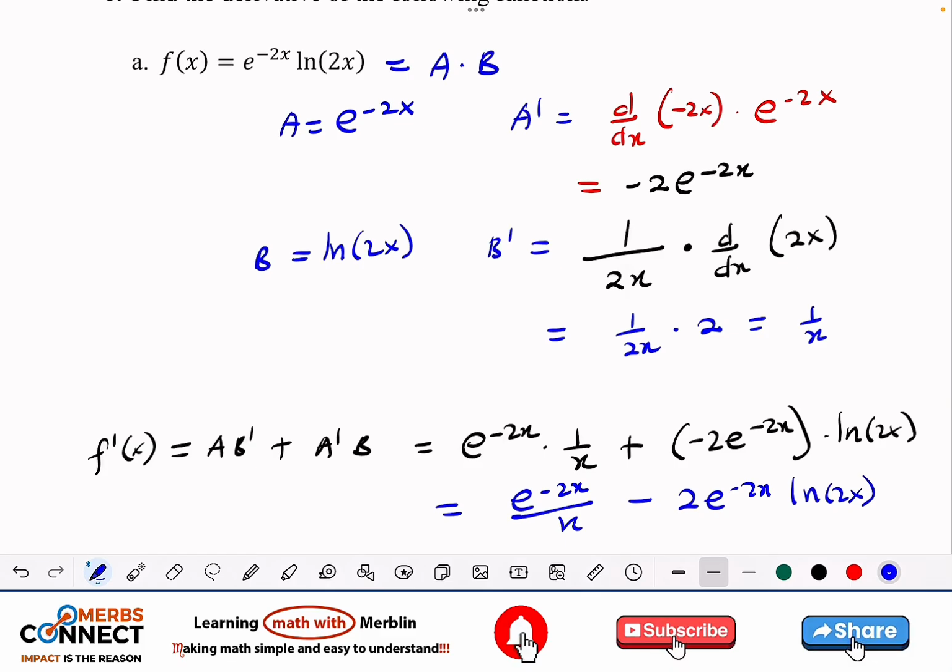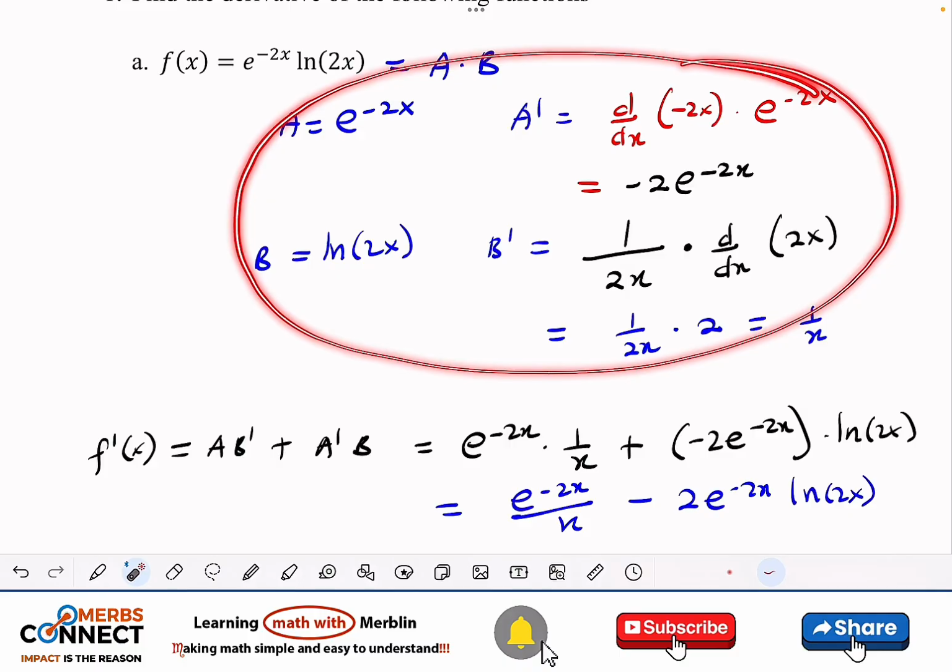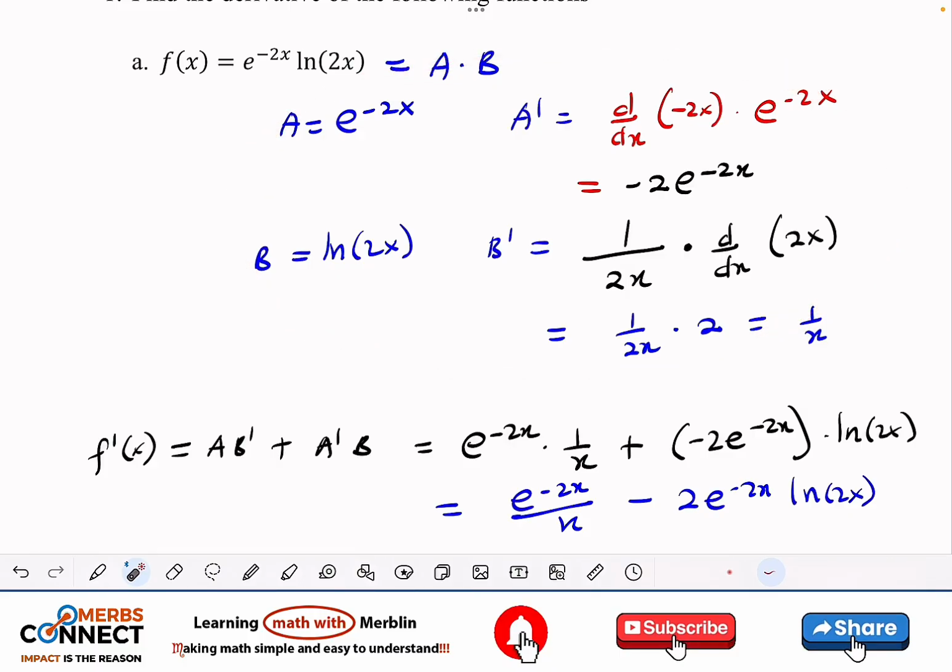So this is very simple, and when it becomes very good, you can just do it straight like the way we are doing here without going through this. But going through this process by choosing your a, b, finding your a prime and b prime, it's kind of the safe way for you to avoid mistakes.